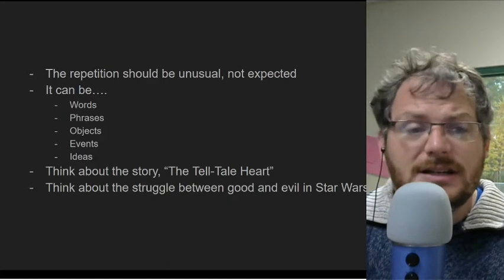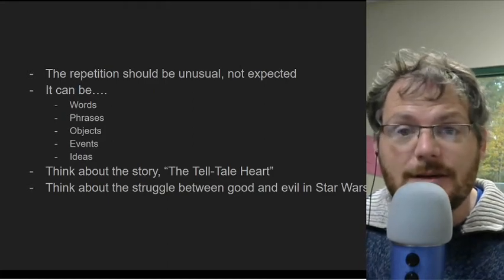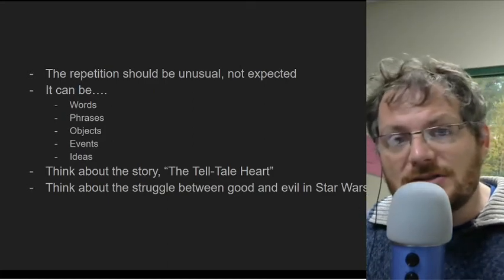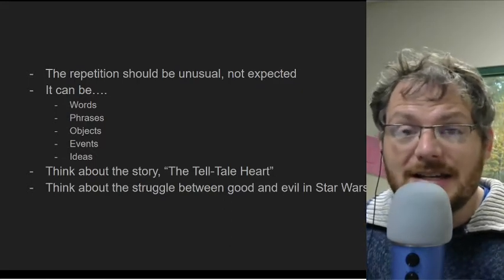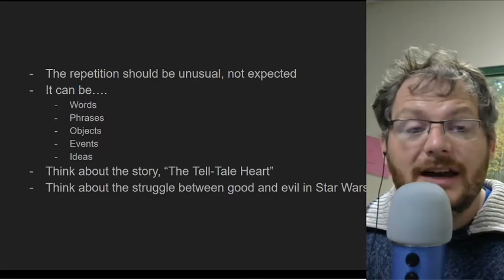This repetition can be a repetition of words. Yes, it can be a repetition of phrases. But zooming out and thinking about what a motif is or what a symbol is, it can also be an object that appears again and again. It can be an event. It can be an idea.